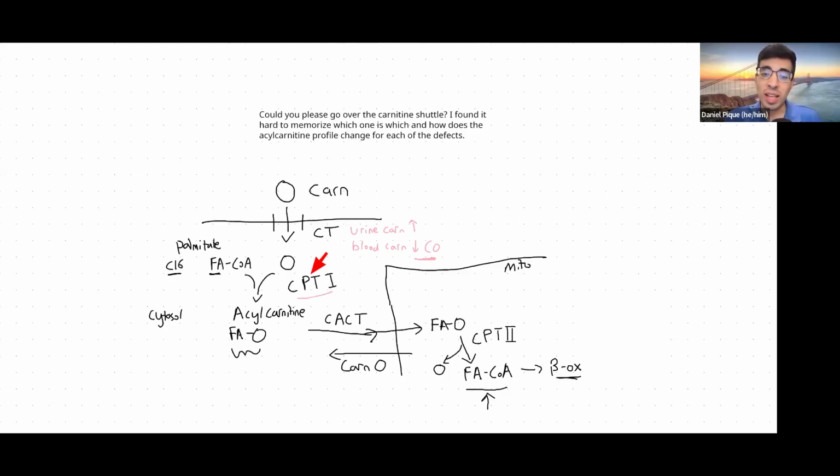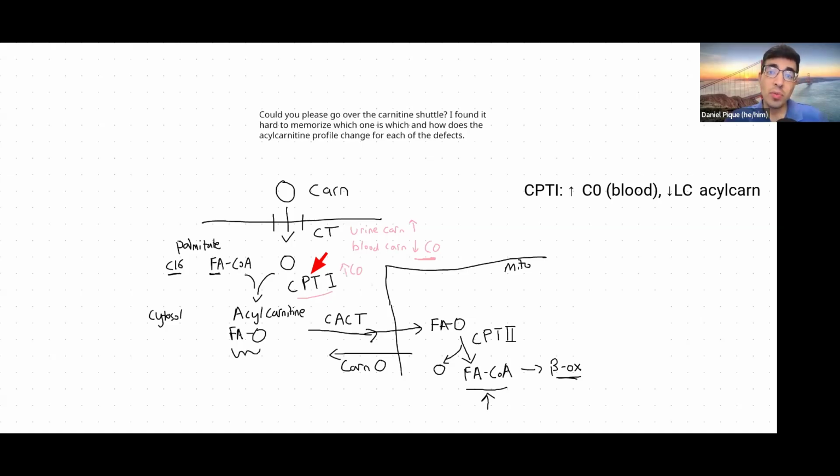What happens if we can't conjugate carnitine to the fatty acyl CoA? What's going to happen to the carnitine levels in the blood? Well, they're going to be high because there's nothing for it to conjugate to. There's no problem reuptaking the carnitine into the body. The issue is actually conjugating the carnitine with the fatty acyl CoA. And so your levels of C0 are going to be high.